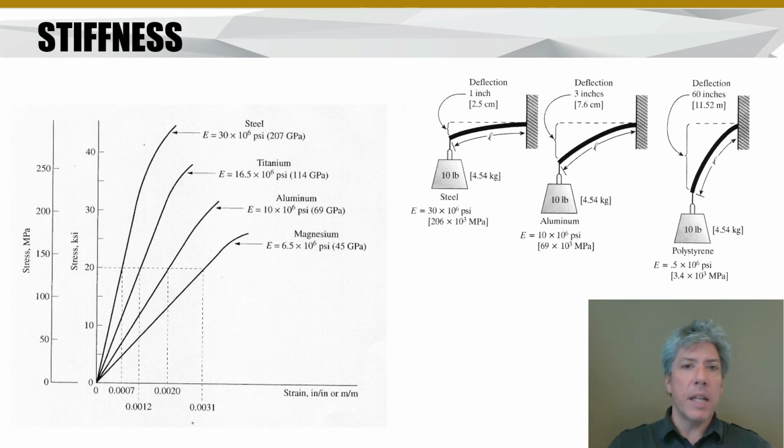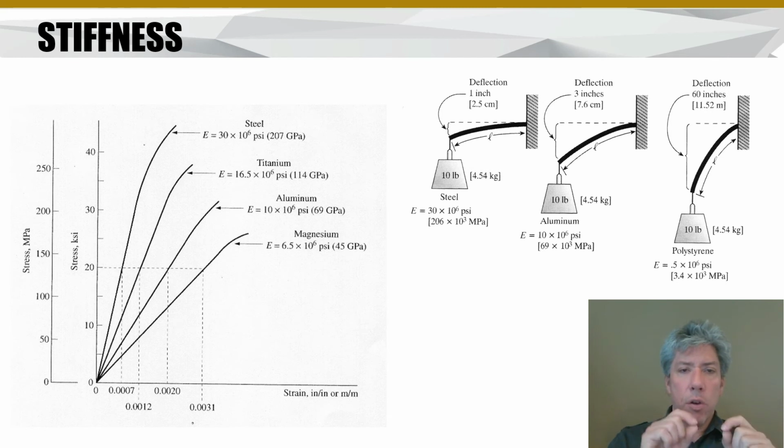What if we make it out of polystyrene, which is a plastic? Well, plastics have very low Young's modulus, or moduli, I guess I should say, by comparison to metals, and so the beam will deflect a whole lot more. Now, the way we represent this is on a stress-strain curve. On the left-hand side we've got strain on the horizontal axis and stress on the vertical axis. And the ratio between those two, if it's a constant ratio, just makes a straight line.